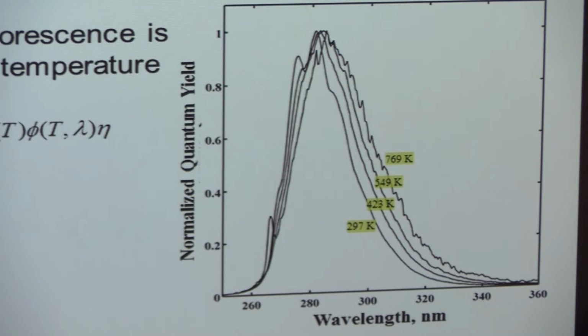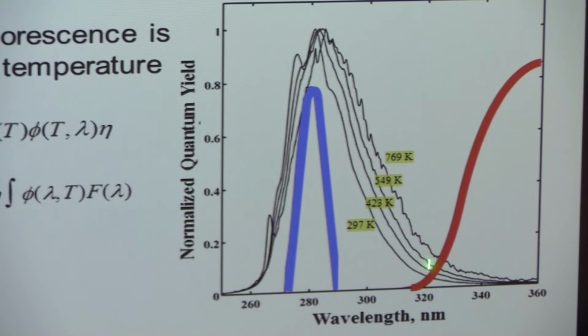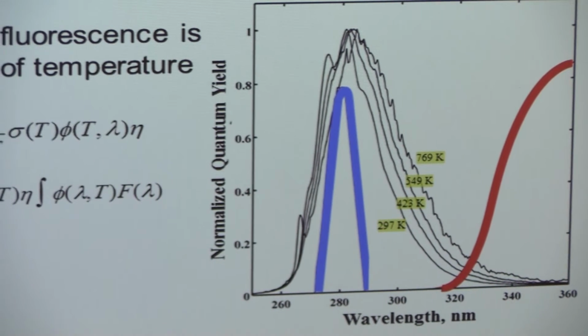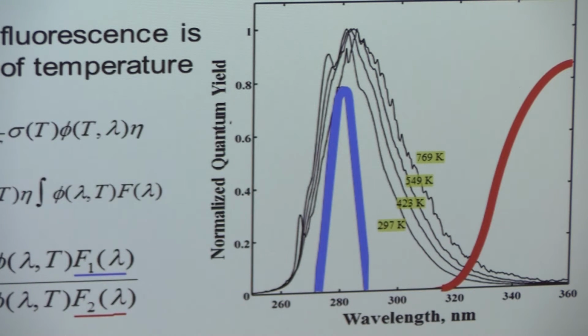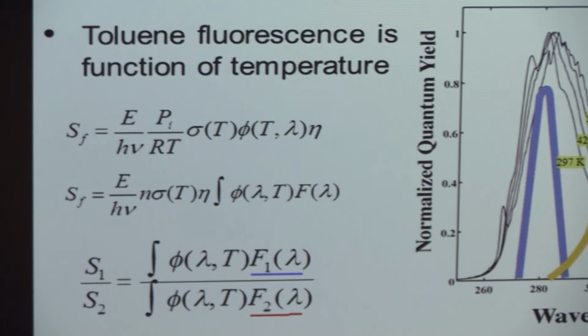So as you go up in temperature, there's not much change over here. The change is always at the longer wavelengths. So that suggests that you should use 1 filter placed here and another filter that captures everything to the right. And the ratio of those signals is going to be strongly temperature dependent. And you can calibrate that in the laboratory if you wish.